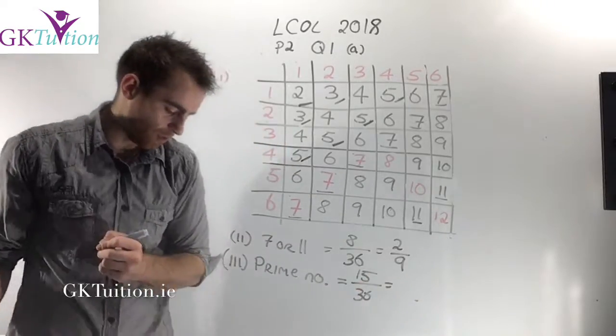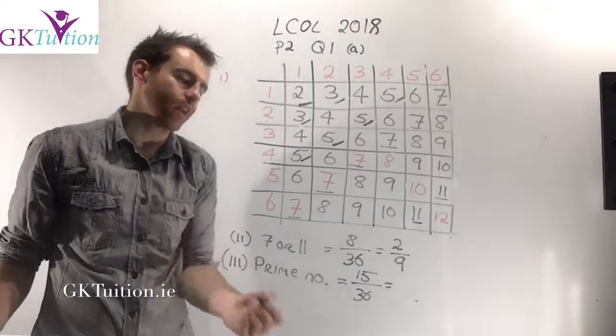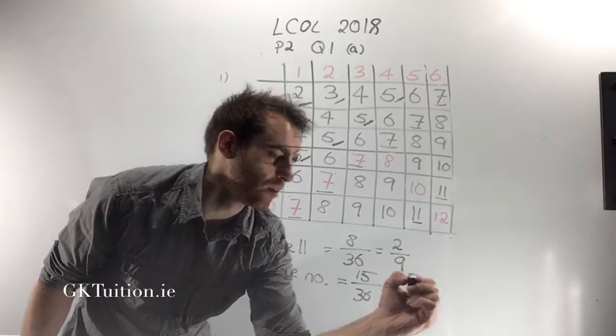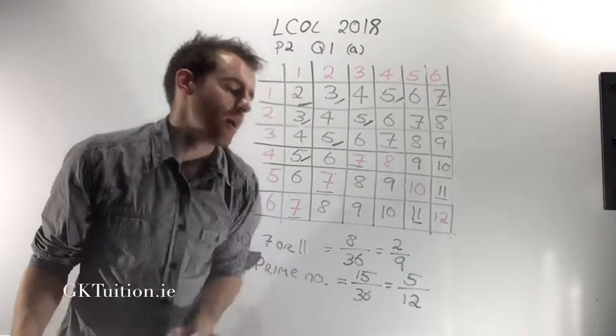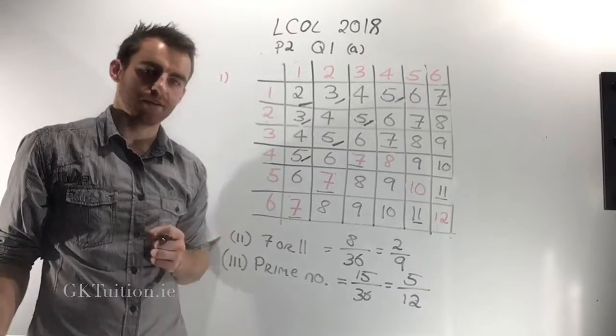Now if you plug 15 over 36 into your calculator in this case, your final answer is going to work out as 5 over 12. And you get the full marks for that here.